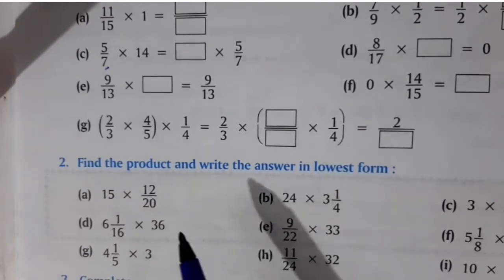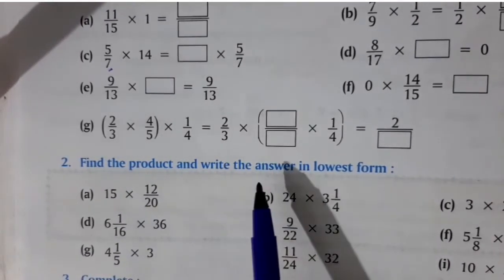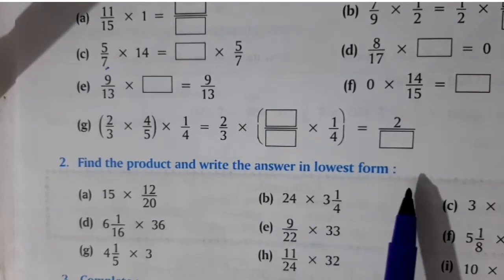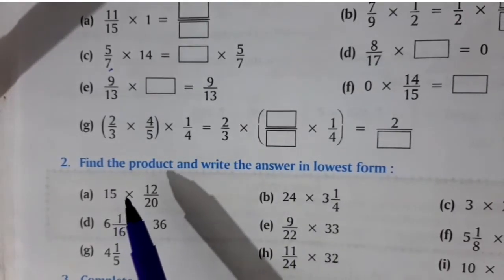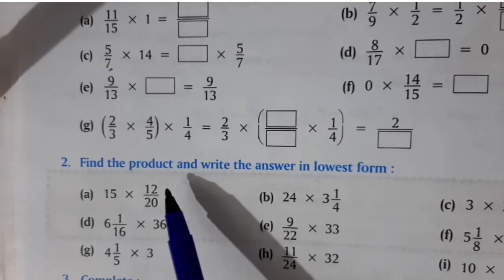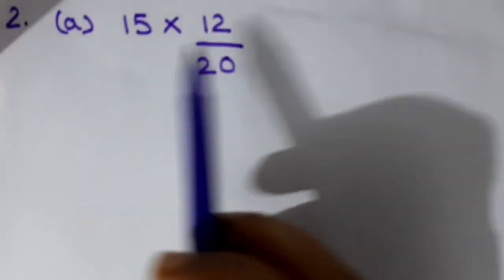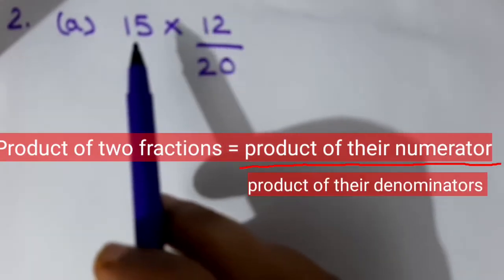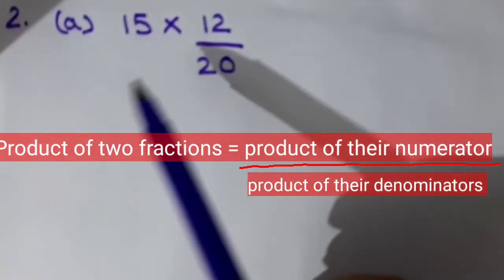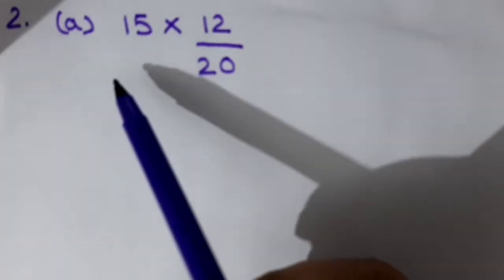Fill in the blanks. I am starting with part 2. Find the product and write the answers in the lowest form. A part, 15 multiplied by 12 by 20. Students, the product of two fractions is equal to the product of their numerators divided by the product of their denominators.